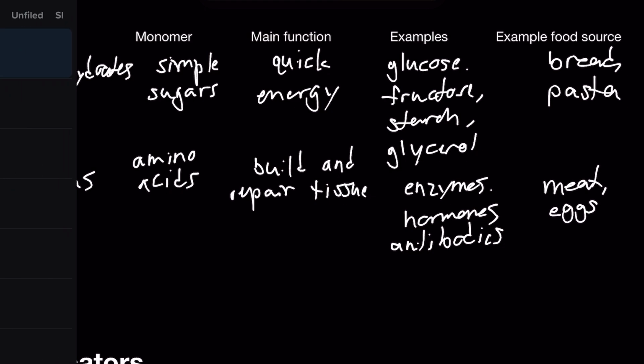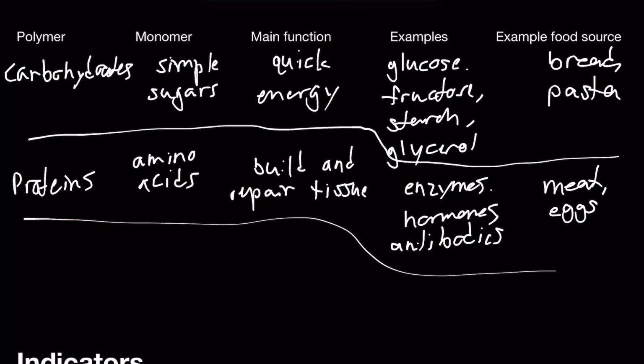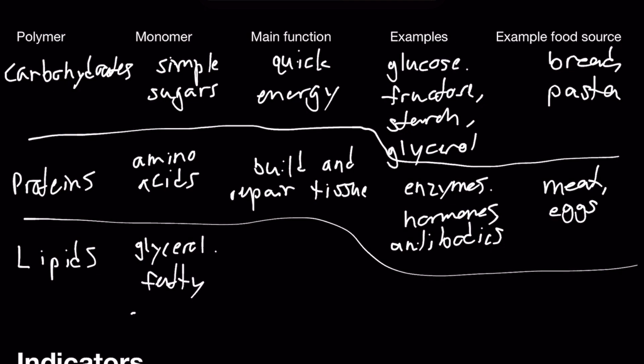Now the final large organic molecule that you want to know are lipids. Lipids are another word for fats, basically. So your lipids are your large fats. These are made of glycerol and three fatty acids. So their monomers are glycerol and fatty acids. They have two large functions. One is energy storage. If you have any long-term energy, that will likely be stored in lipids because they can hold large amounts of energy. And the second is that it acts as cushioning for organs.